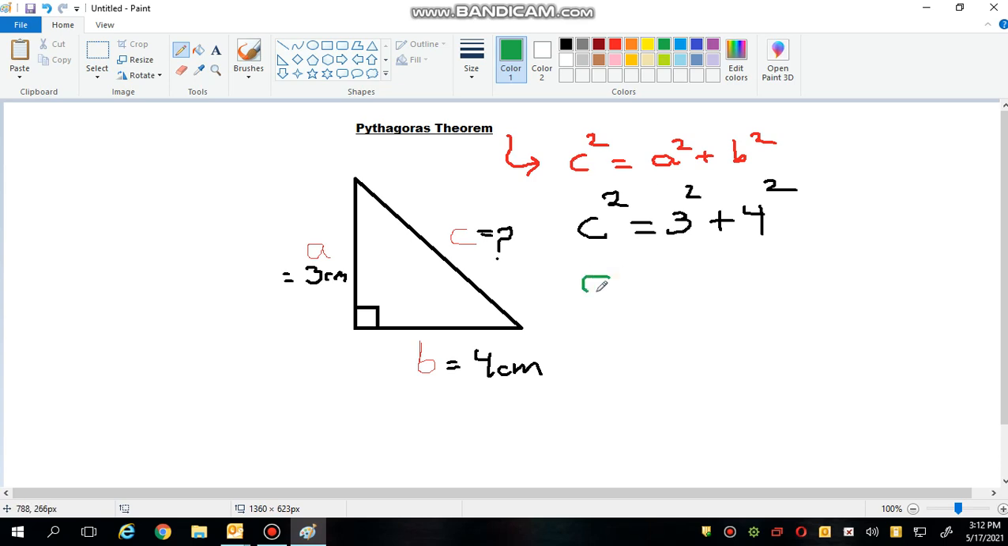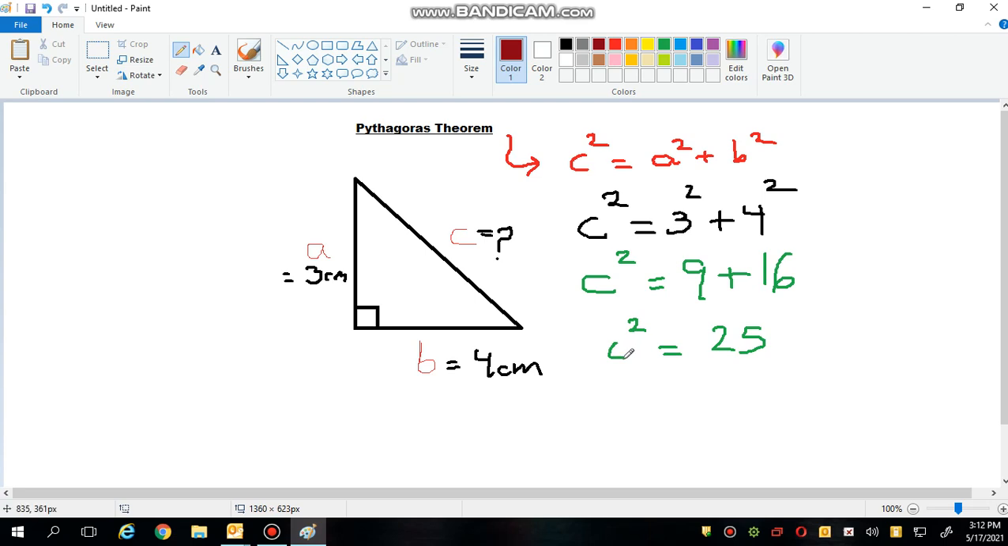Now, c squared is again over here. I know that 3 squared is 3 times 3, which is 9. And I know that 4 squared is 16, because it's 4 times 4. You see that? That easy. And then after I add these two numbers up, 9 plus 16, I'm going to get 25. Now, we've not got the answer yet. All I've got over here is c squared is equal to 25.